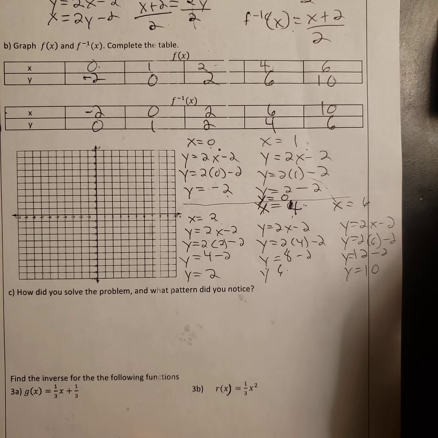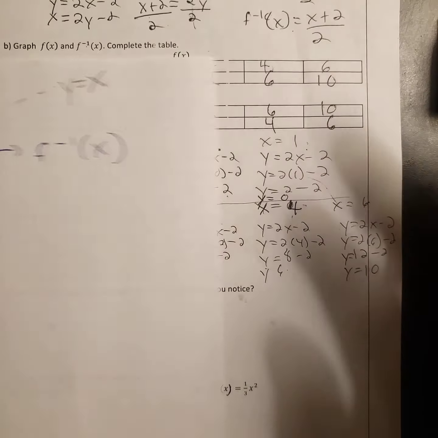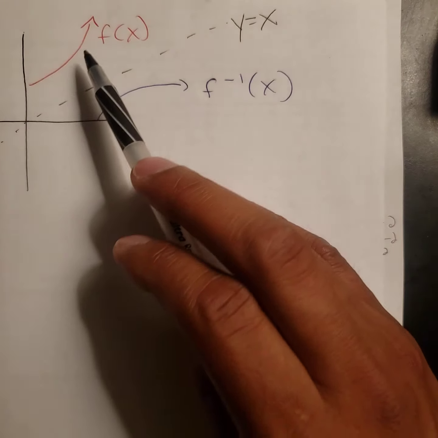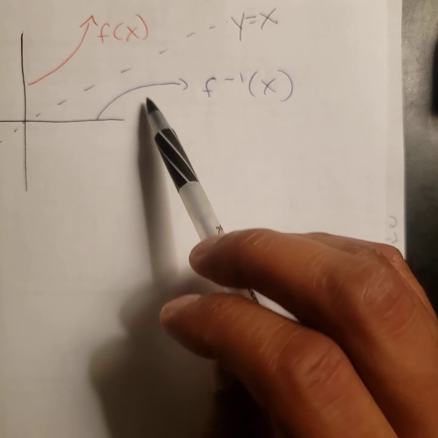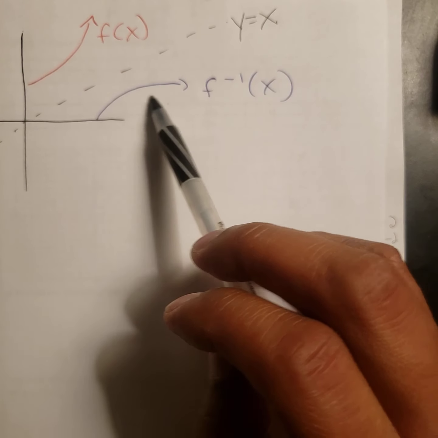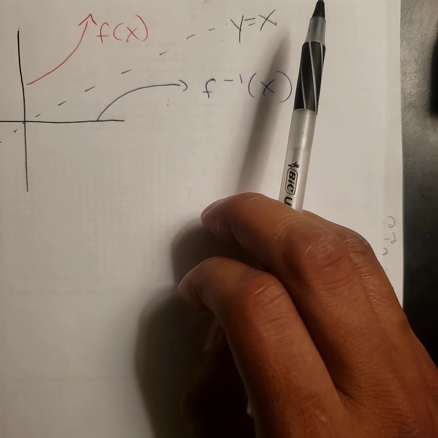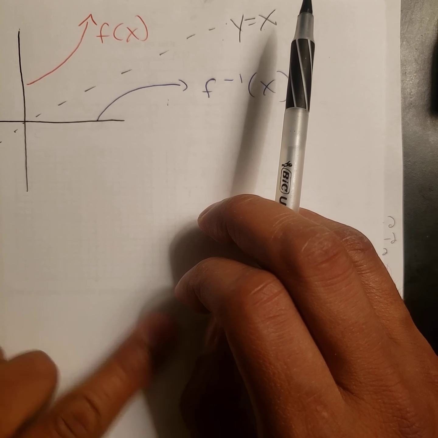Okay? So essentially what you're doing is, when you graph this thing, say for example, this is our function f of x, you're reflecting it over this line y equals x. So the inverse is going to look like this. Technically, if I were to fold this paper, it would fold right on top of there like a mirror image, if you remember from geometry and reflections.